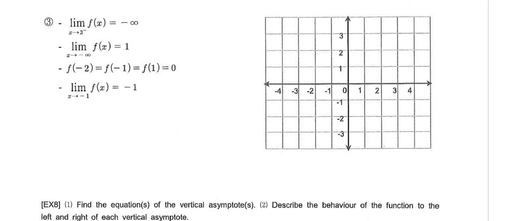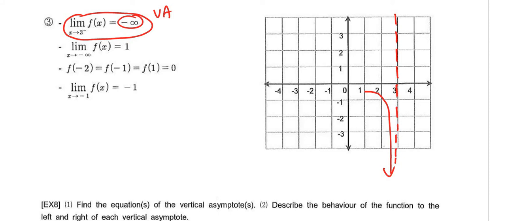Okay, so let's start with the very first one right here. As x approaches 3 from the left-hand side, I go to negative infinity. So this right here is a vertical asymptote because of the negative infinity. So here's 3. I will draw a dashed line. And if I'm approaching from the left-hand side, I'm going to negative infinity, so something like that.